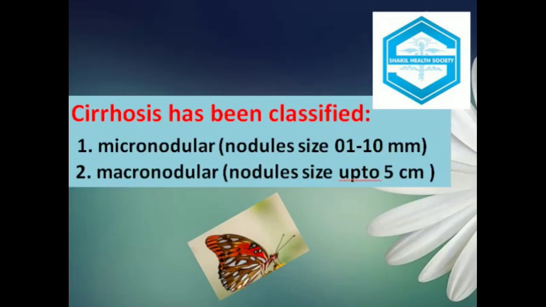Cirrhosis has been classified as micronodular and macronodular. Only by the size of the nodules: if smaller, less than 10 millimeter, it will be called micronodular, and if the size is more than 10 millimeter up to 50 millimeter, it will be called macronodular.